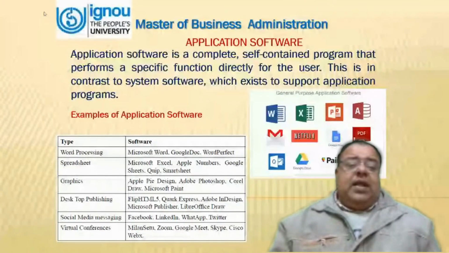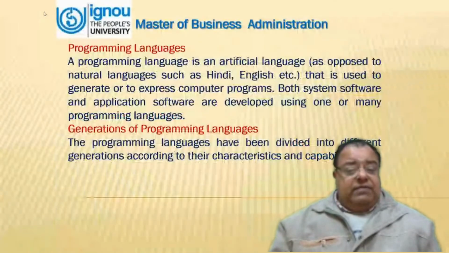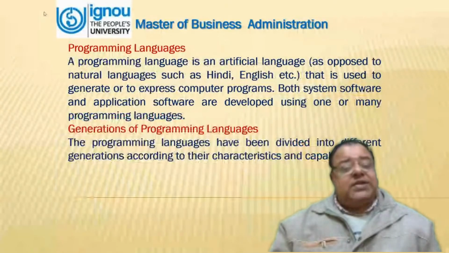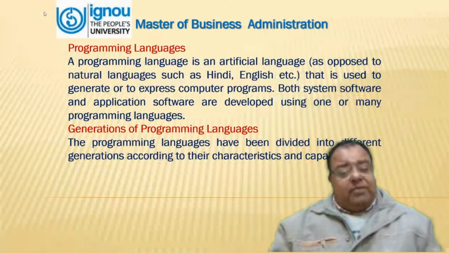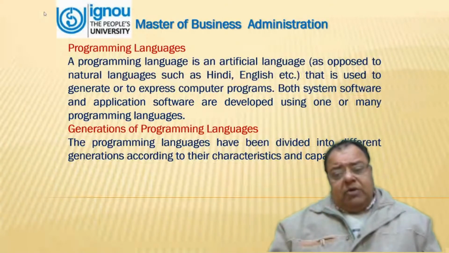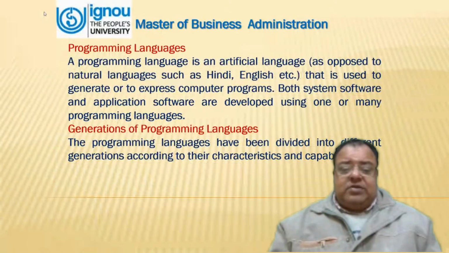Programming language. A programming language is an artificial language, as opposed to natural languages such as Hindi, English, etc., that is used to generate or to express computer programs. Both system software and application software are developed using one or many programming languages.